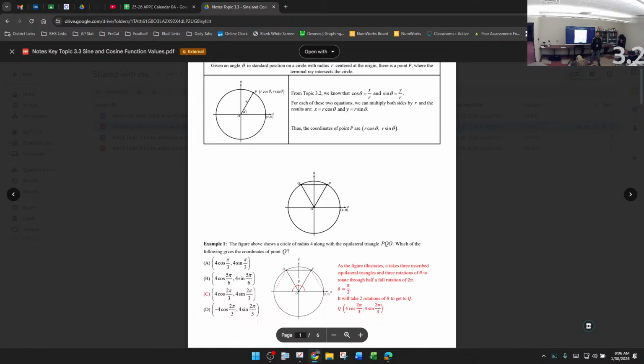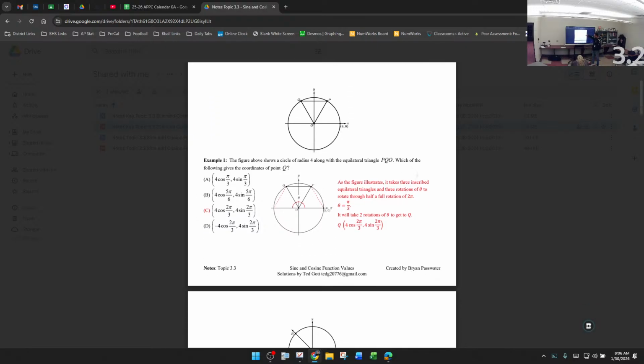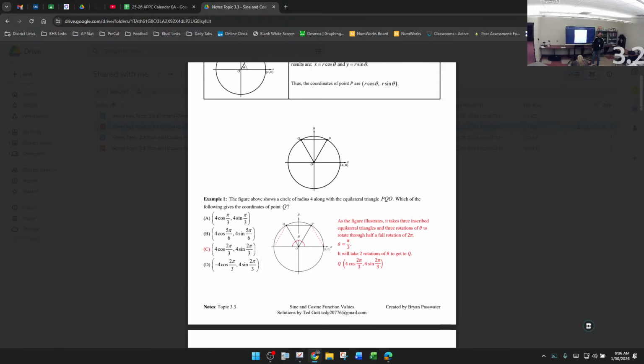It's C. As the figure, right, hold on, is this it? Yeah, example number 1. That's what we just did, right? Example number 1. As the figure illustrates, it takes 3 inscribed equilateral triangles. Because the 2/3 is going to get you to quadrant 2. And if you do a negative, you're kind of putting it back over into quadrant 1. You're kind of going opposite of the 2/3. Yeah. You okay? Hit me.